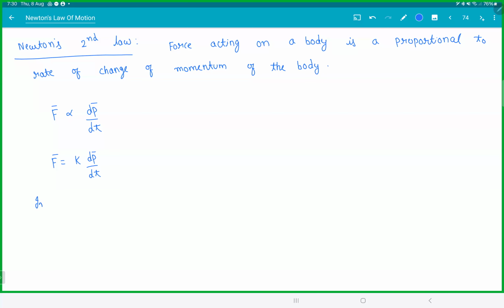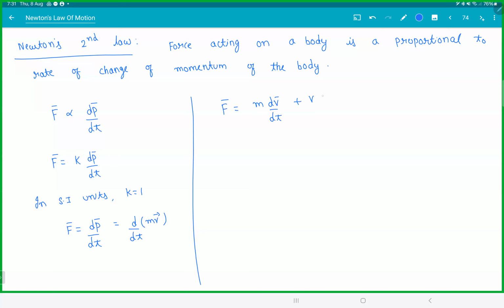In SI units, k is equal to 1. Then force becomes equal to dp by dt. So if you say F is equal to dp by dt, it is wrong. And what is dp? d by dt into mass into velocity. So we can write force is equal to mass into dv by dt plus v into dm by dt. Product rule.